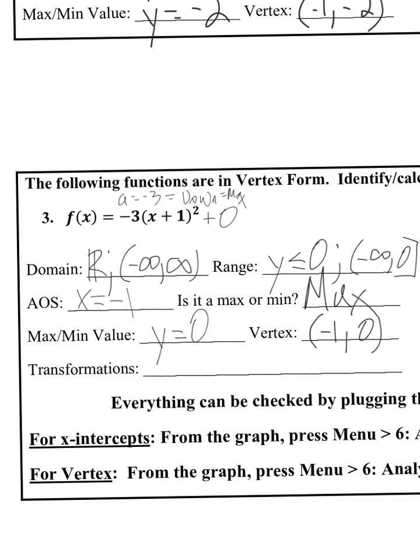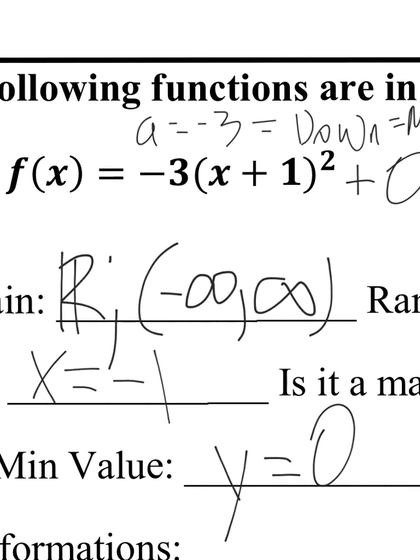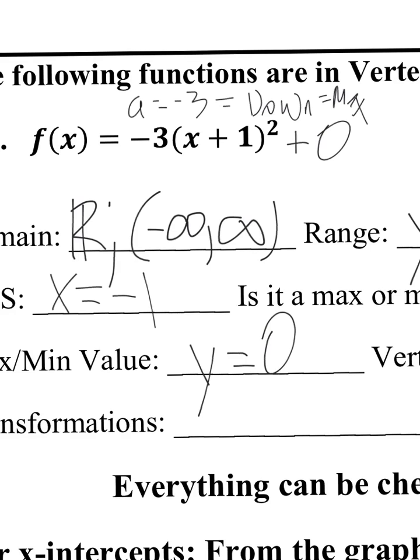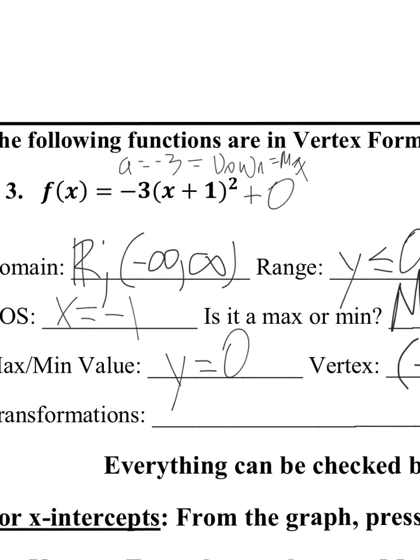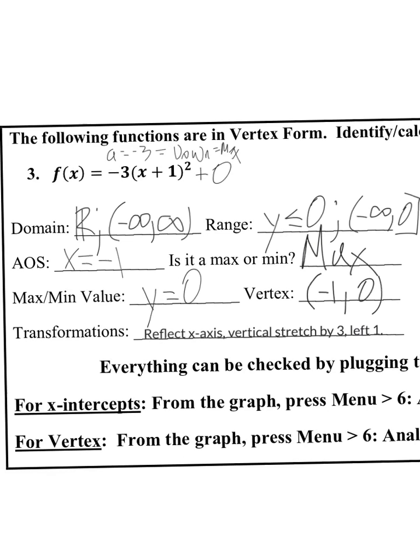What are my transformations? If you have a -3 on the outside, you're reflecting over the x from the negative, and you have a 3 on the outside, so that's a vertical stretch, and then this is going left 1. All right? So that's just relating it back to the last video, 3.1, those definitions.